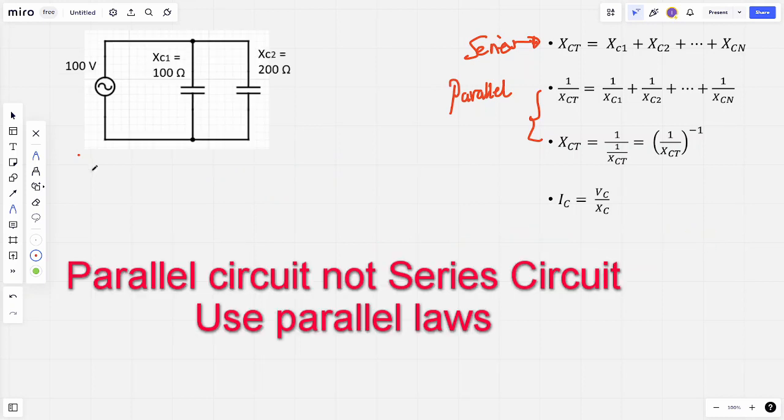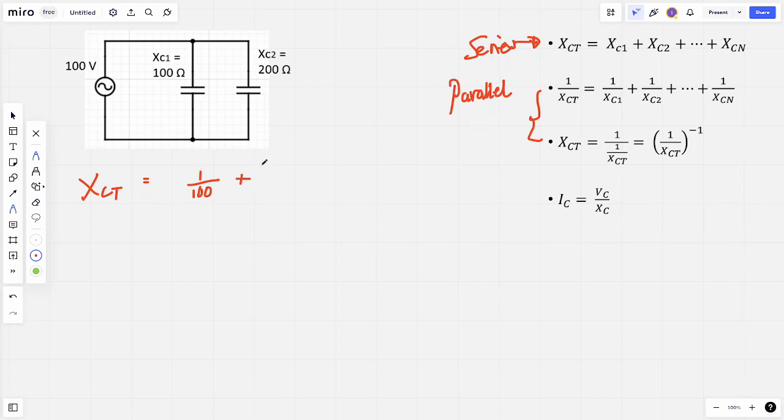Now let's step it up. So here we've got another circuit with two capacitors in parallel. To calculate our final reactance of the circuit, XCT, that's going to equal the reciprocal of each capacitor, which is 1 over 100 plus 1 over 200. Then again we take the final summation and we take the reciprocal again. So what does that equal? 66.67 ohms, rounded to 2 decimal places.